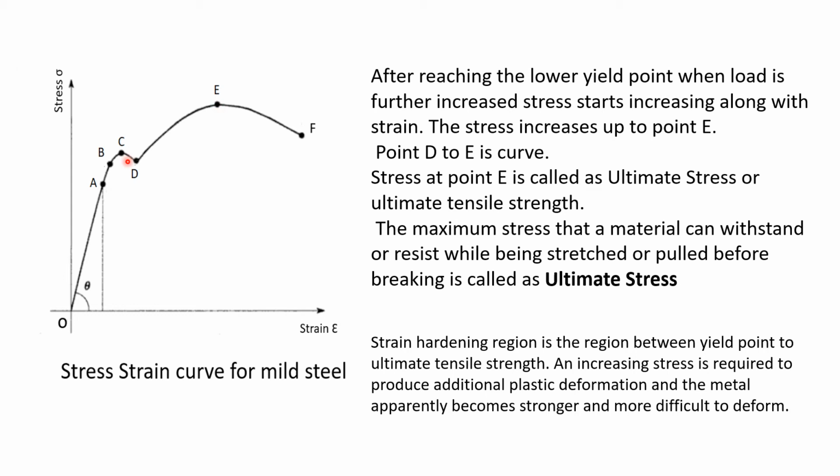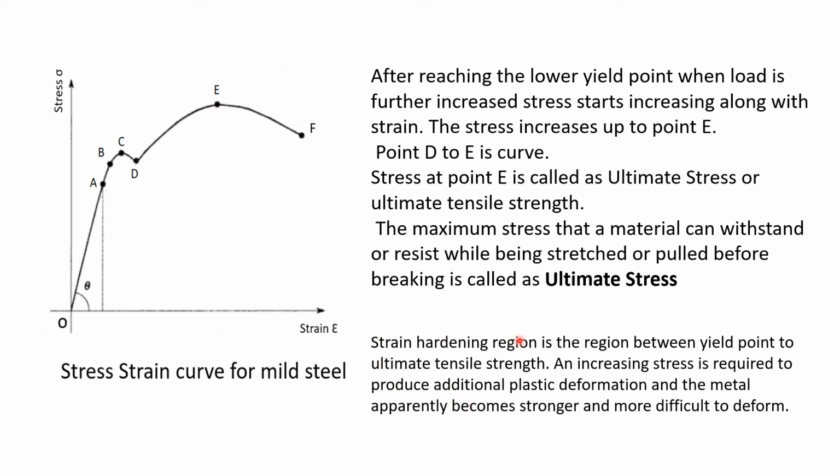Sometimes what students do is they take point D and they draw the graph like this, where E is almost in line with C, or sometimes E is a little lower than C. But here remember that if you compare point C and point E, C is down and E is much up. So this is the maximum stress which the material can withstand, and point E is the ultimate stress.